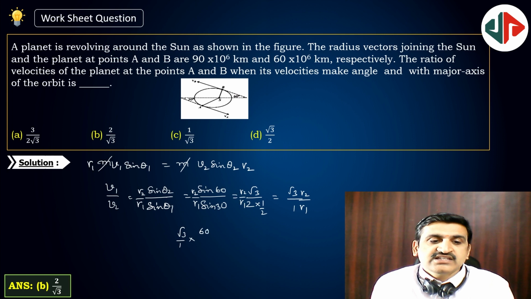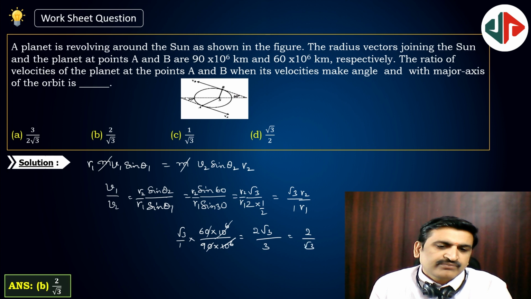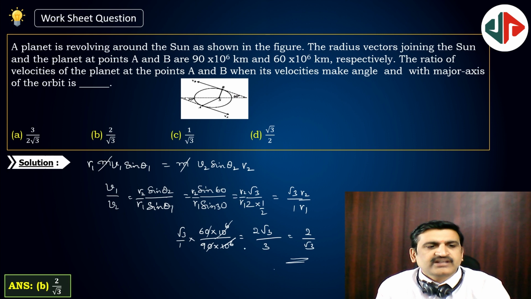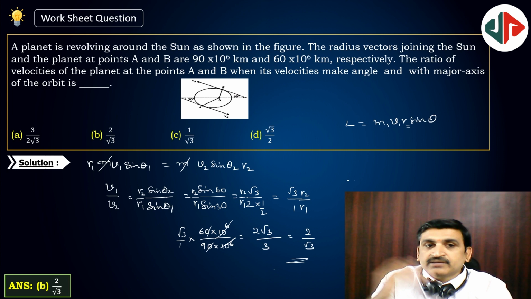r2 is 60 into 10 to the power of 6 by 90 into 10 to the power of 6. So the zeros will go, 3 times 2... so 2 root 3 by 3. So this is 2 by root 3, which will be correct. No need to think wildly. Next, because we only forgot that angular momentum L is equal to m v r sin theta. I forgot to write r. That's why data interpretation is important. Next.